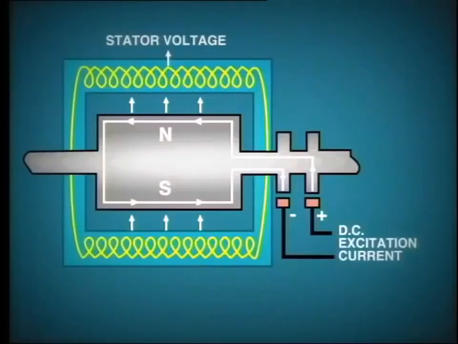Control of the generator output voltage is effected by adjusting the magnitude of excitation current. We already know that increasing excitation results in an increase in the strength of the rotating magnetic field. This, in turn, brings about an increase in the voltage which is induced into the stator conductors. Let's take a closer look at the excitation system to see how this control is carried out.